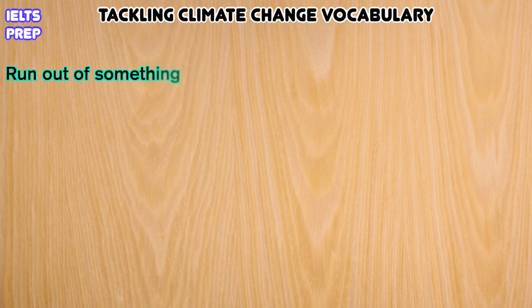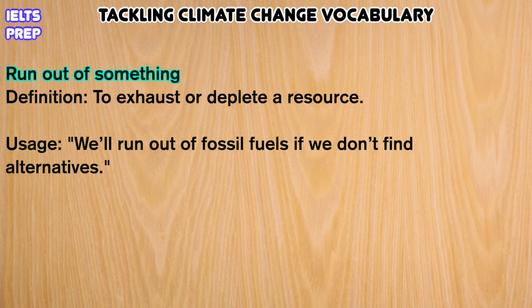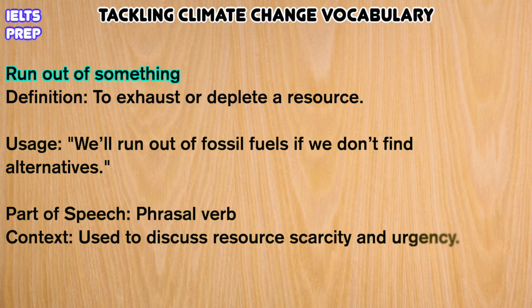Run out of something. Definition: to exhaust or deplete a resource. Usage: we'll run out of fossil fuels if we don't find alternatives. Part of speech: phrasal verb. Context: used to discuss resource scarcity and urgency.